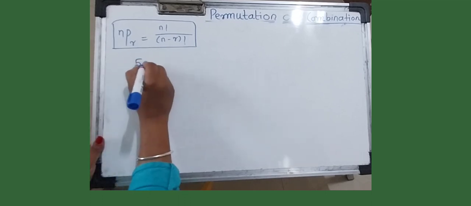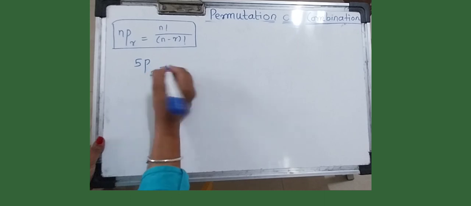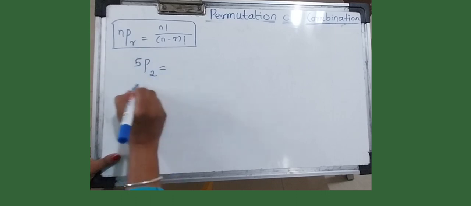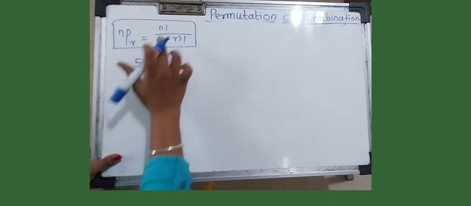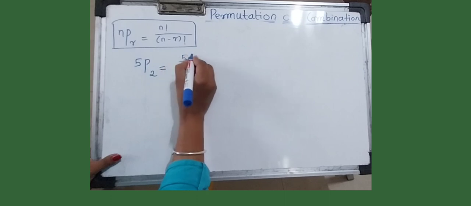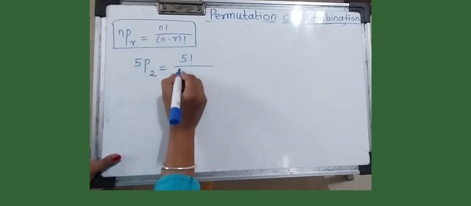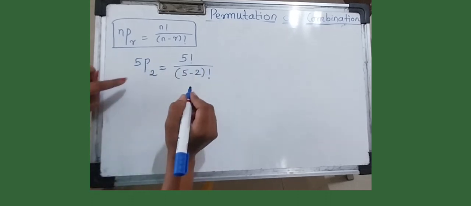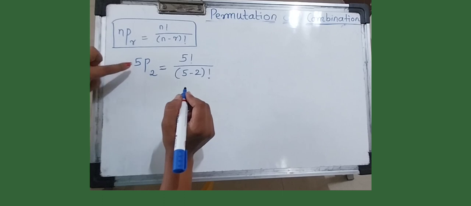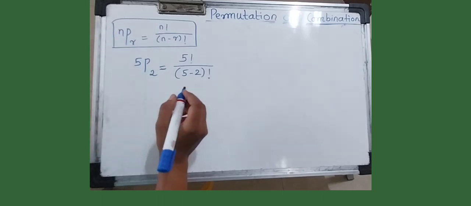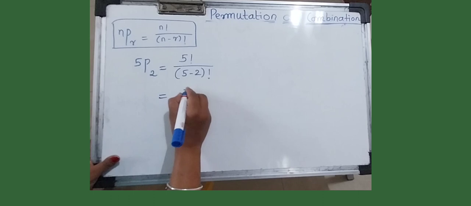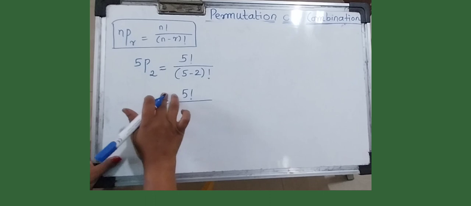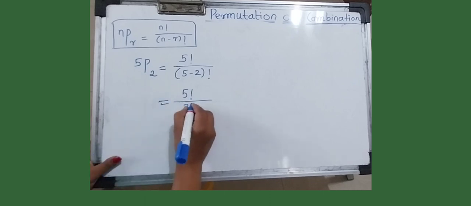Before we start the examples and problems, we work on the nPr values. Suppose 5P2. How to find this? See, n factorial means 5 factorial. n minus r means 5 minus 2, factorial. Just put n as 5 and r as 2. Then 5 factorial divided by (5 minus 2) factorial, which is 3 factorial.